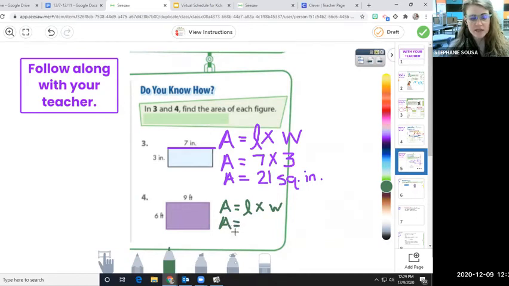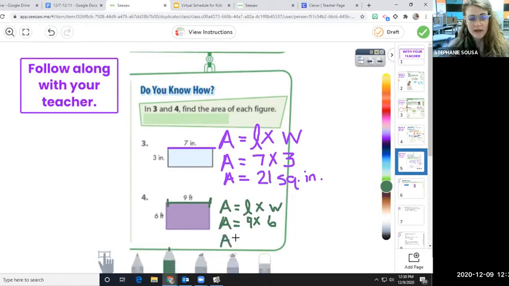So the A is going to stay. That's the area and we don't know it yet, so we're going to represent it by an A. The length is going to be the longest side of my shape. That is 9. And now I am multiplying by 6. 9 times 6. So that's my width, 6. So the area will be the product of 9 times 6.